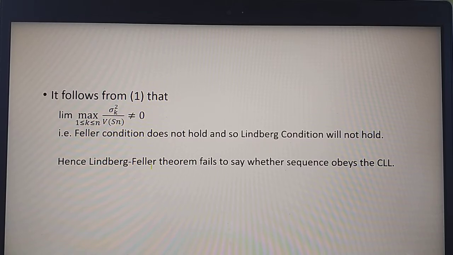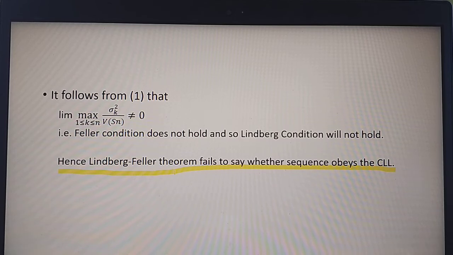Hence we cannot conclude at this moment whether the Xn obeys the central limit law or not, because both the Feller condition and the Lindeberg condition do not hold. So the Lindeberg-Feller theorem fails to say whether the sequence obeys the central limit law. So that is the importance of this example, what the example says.